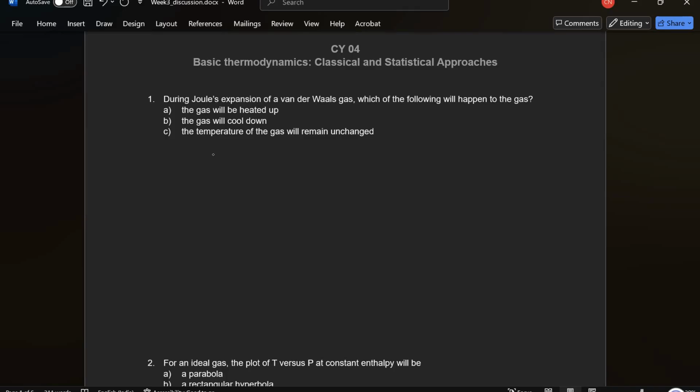All right. So this week, what Sir taught was mainly work done for isothermal compression or expansion, then heat, Joule's effect, the Joule-Thomson effect, and adiabatic work and expansion. So the first question is related to the Joule's expansion of a Van der Waals gas. Before going to Van der Waals gas, can you tell me what is the Joule's expansion coefficient for an ideal gas?